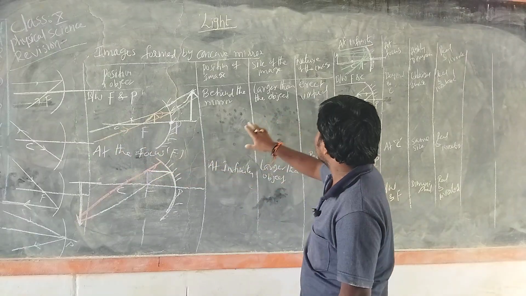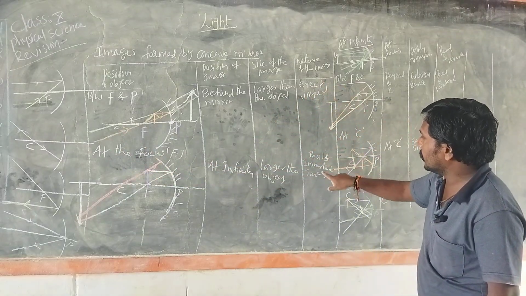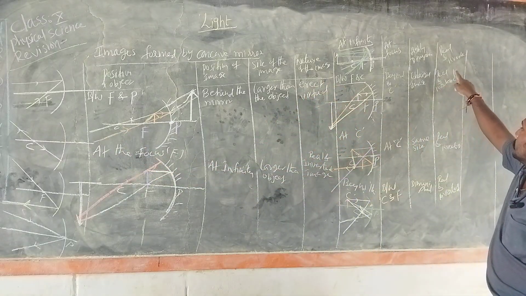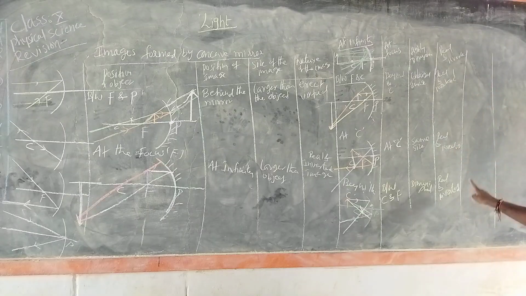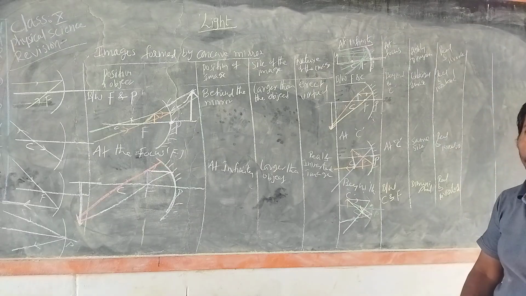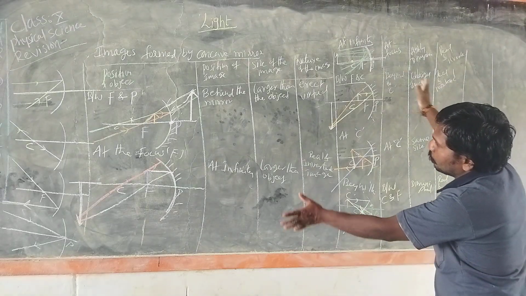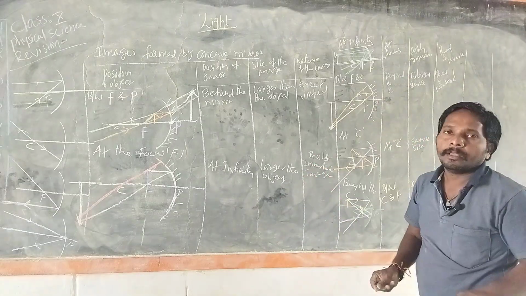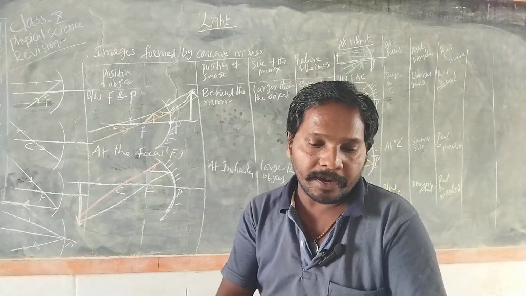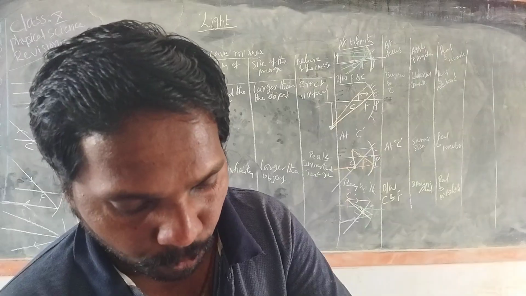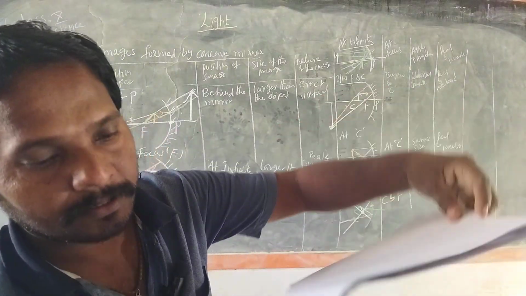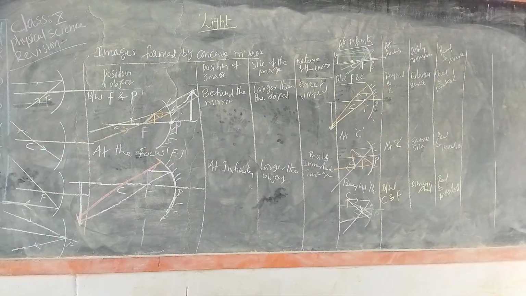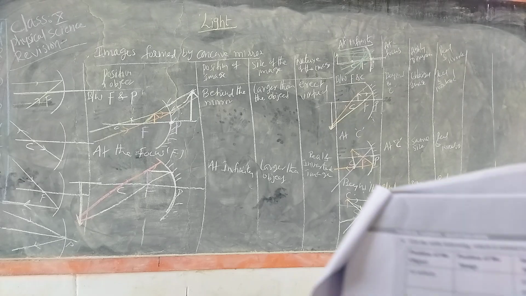See, nature of the image: real and inverted. So whenever you know this in a tabular form, even if the question is asked in a different way, you are able to write the answers. Now let us see. The tabular form is given to us.